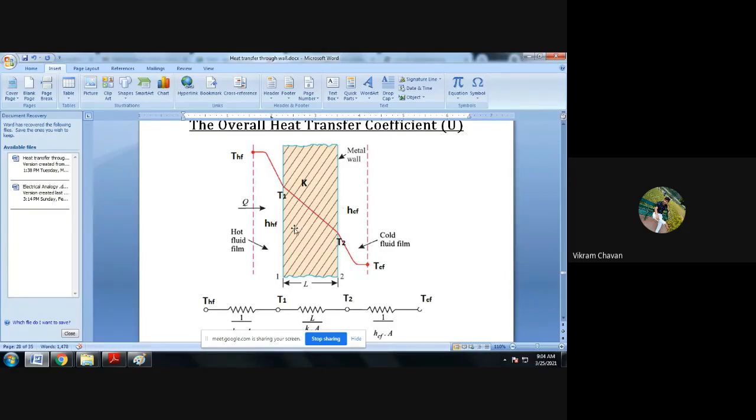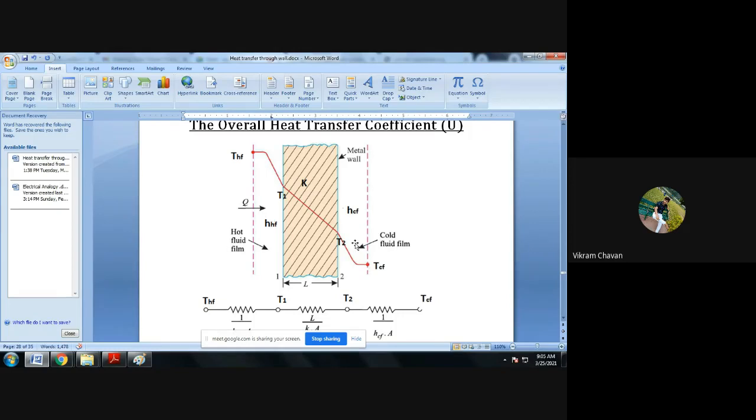In the last lecture, we discussed the overall heat transfer coefficient, which is nothing but capital U. For this purpose, I have provided a self-explanatory diagram. There is a metal wall, and on one side of the wall the hot fluid is flowing. You can consider water or air, no problem. Consider that hot water is flowing on one side, and on the other side the cold fluid is flowing.